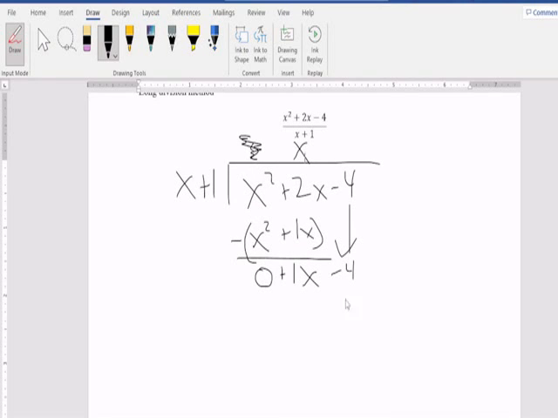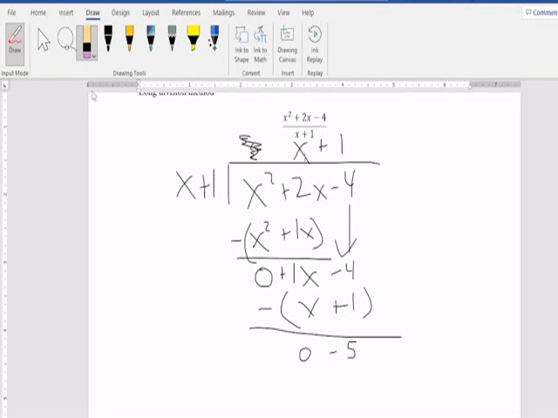Okay, now do the same process again. I want to know what times x can get me x. Well, that's just positive 1. So again, that's x, and then plus 1. Now again, I subtract. 1x minus 1x is 0. Negative 4 minus 1 is negative 5. So this number here is my remainder.